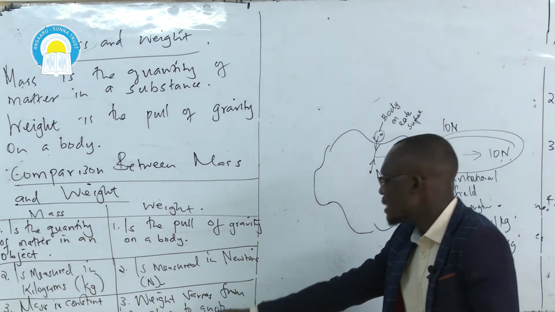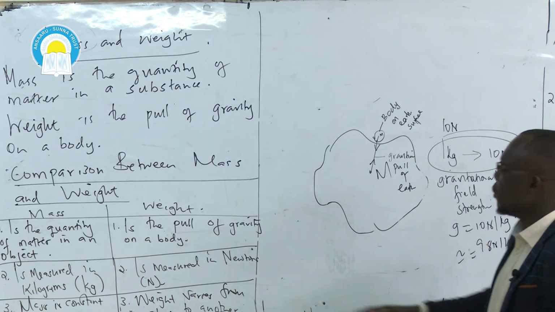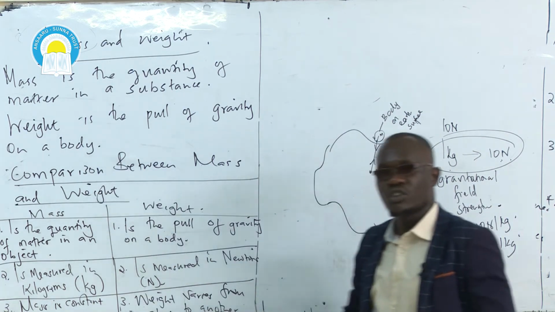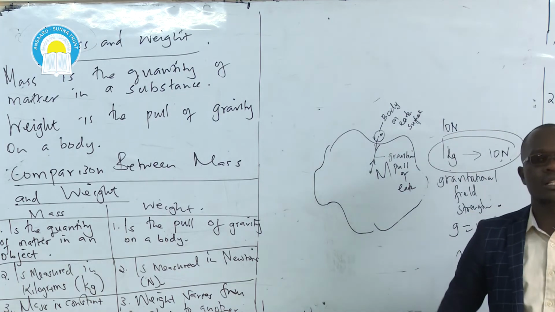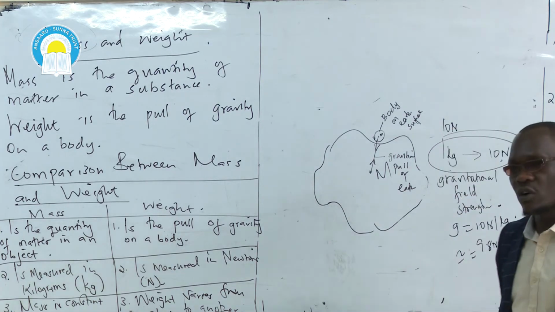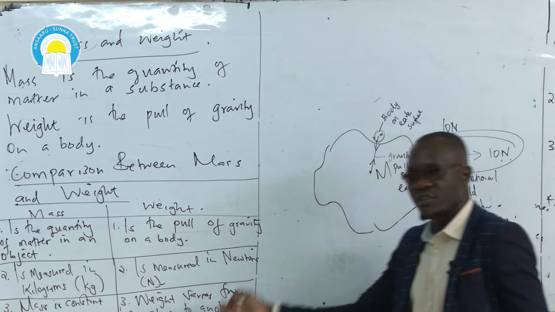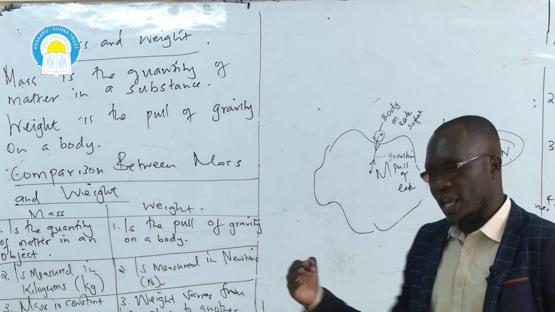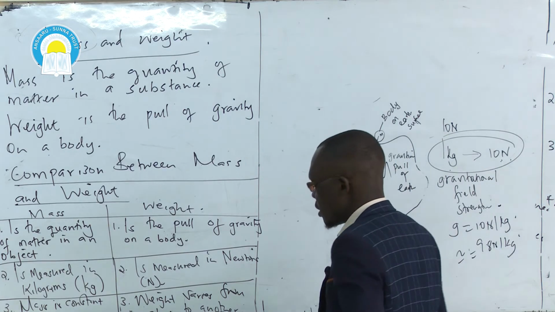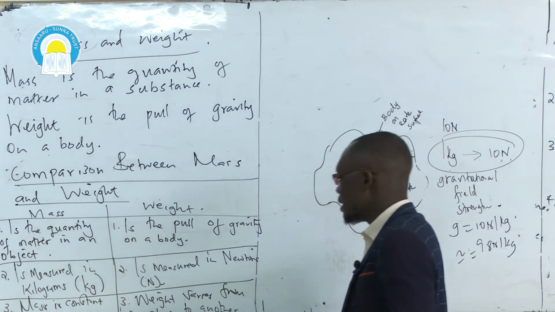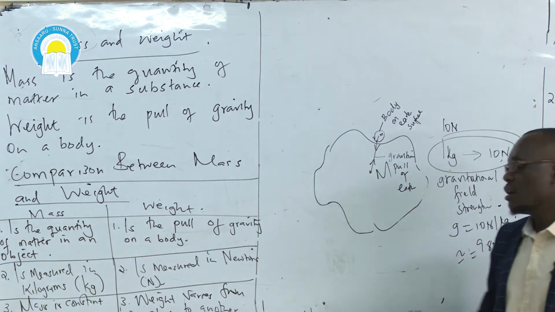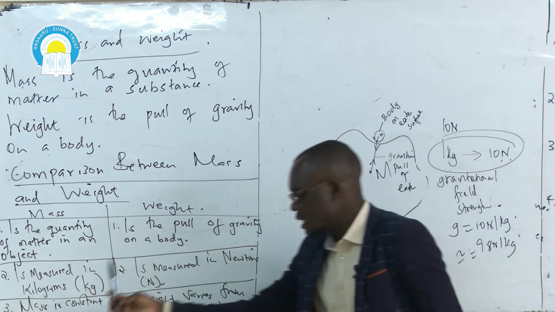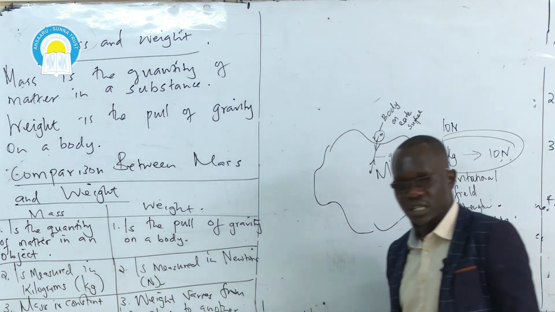So weight, since it depends on the gravitational pull, because it is a pull of gravity on a body, varies from one place to another. The pull of gravity on Earth will be different from the pull of gravity on Moon, will be different from the pull of gravity on another planet or anywhere. That is why we are saying that weight varies from one place to another. Mass is constant. Students, get it clearly that mass is constant, but weight varies.